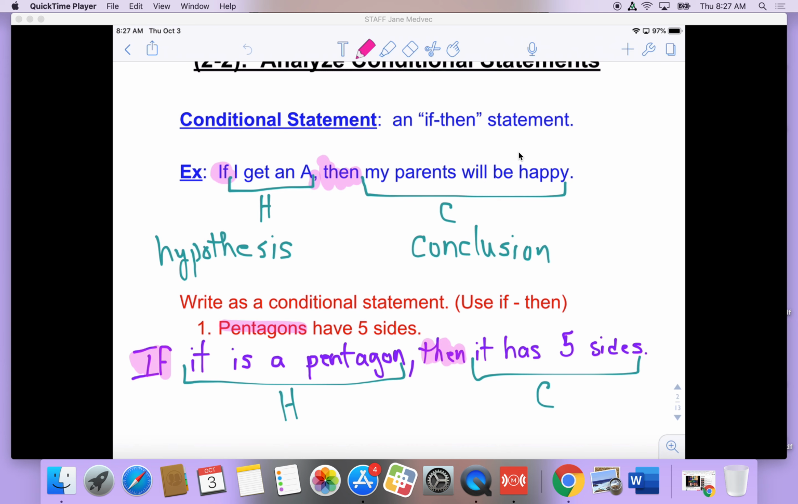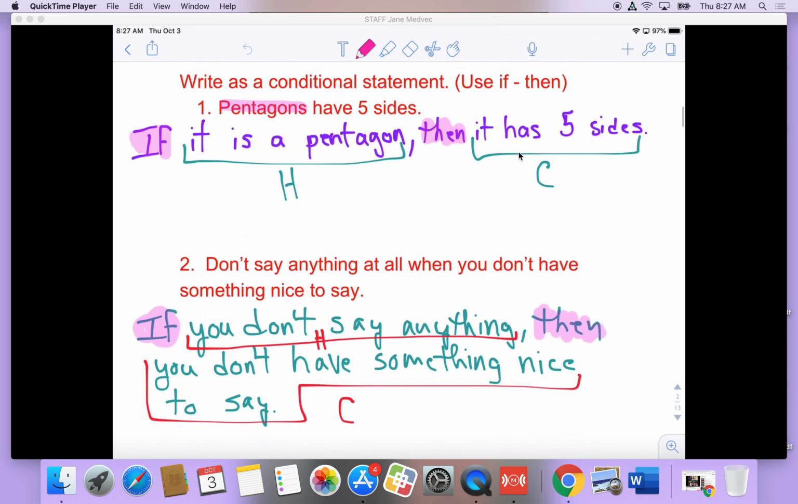We talked about the if, and then right after that is considered the hypothesis. And then we had the then, and after that we had the conclusion. Remember we had that discussion? And we had certain sentences that we put into an if-then statement, and we pulled out the hypothesis and the conclusion.